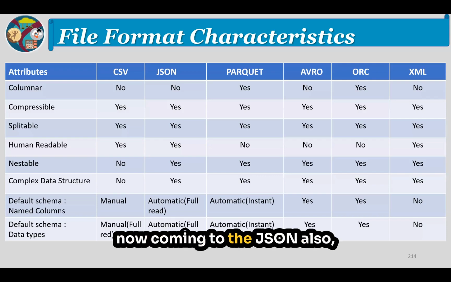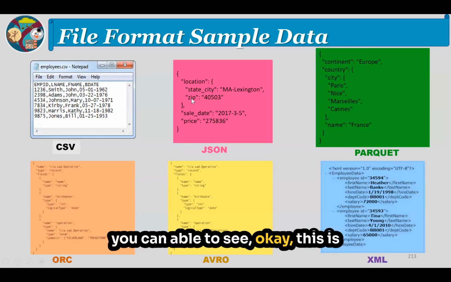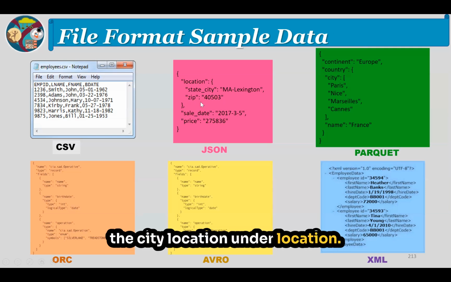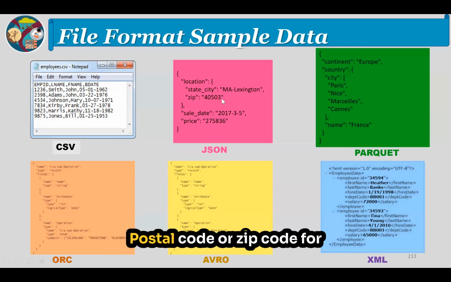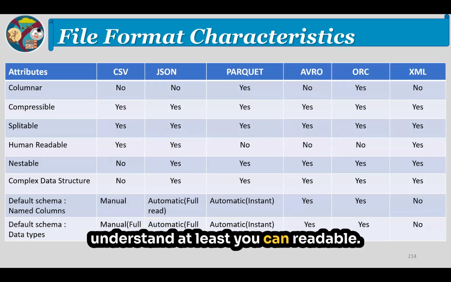Now coming to JSON, at least you can read it here and see, okay, this is the city location, under location this is the city, and this is the postal code or zip code for that. Something you can understand, at least it is readable.